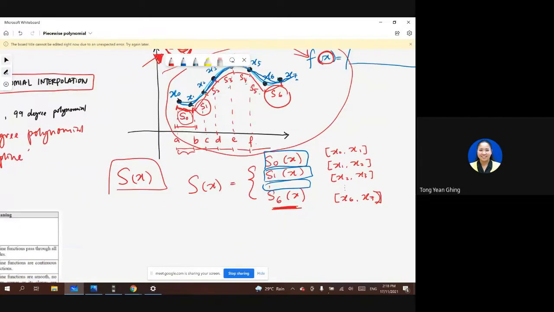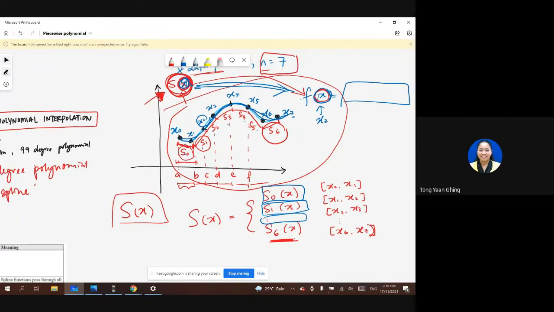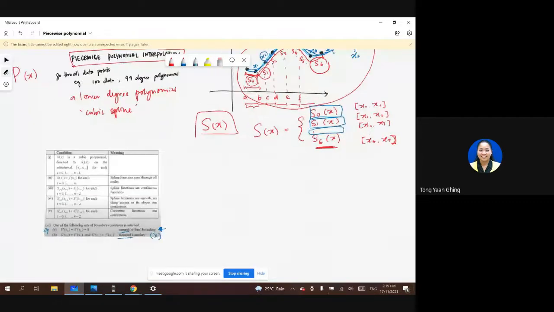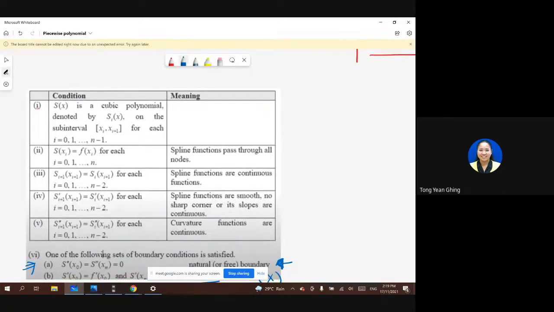Okay. So apabila kita ganti apa nilai saja, contoh saya ganti x2 here. So here also x2. Here also x2. So the answer for these two have to be same. Mesti sama. Okay. So that means kalau macam tu barulah maksudnya this spline function passing through all the data points, all the nodes. Okay. And the third condition is saying that S(i+1) for x(i+1) equal to S(i) for x(i+1), for each i equal to 0, 1, until n minus 2.